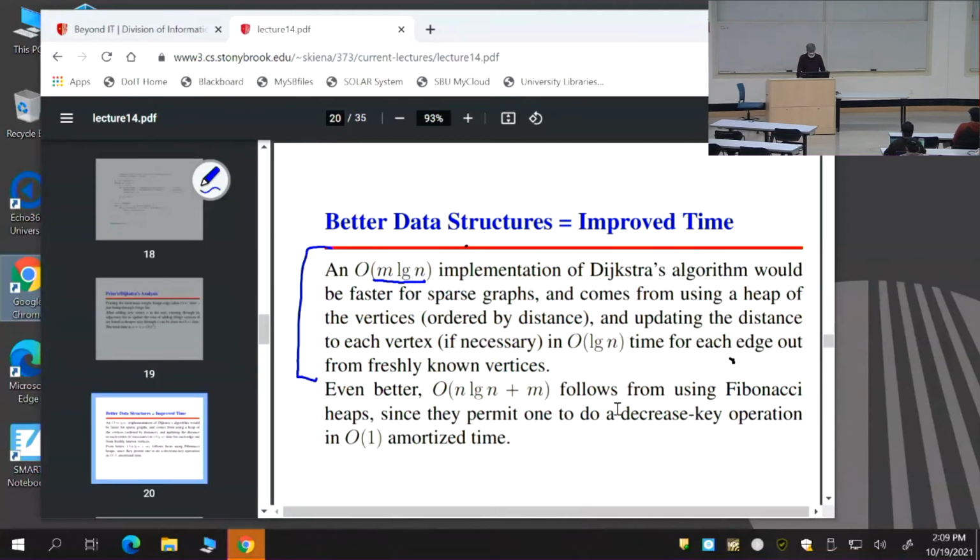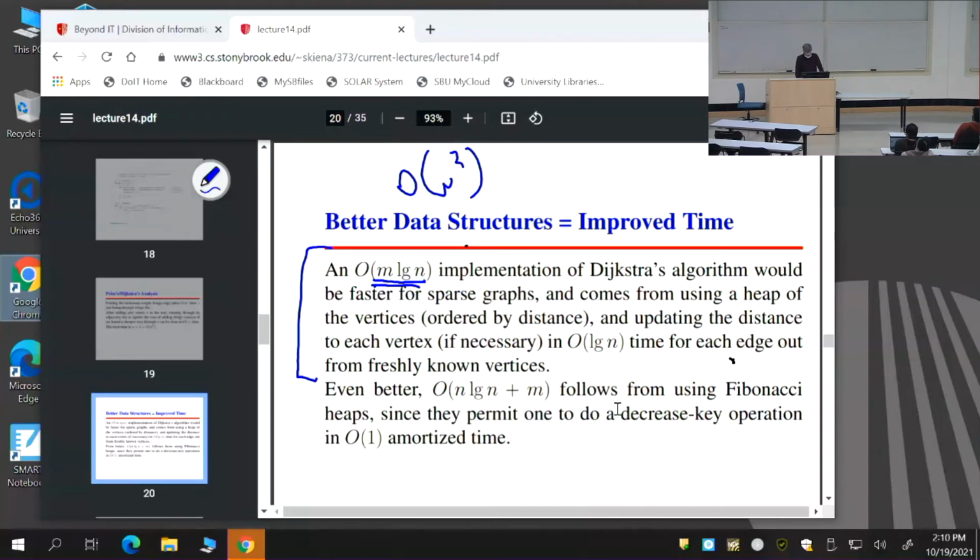Why would m log n be better than n squared? Prim's algorithm, as we ran it before, ran in n squared time. Dijkstra's algorithm ran in n squared time. If I could implement it in m log n time, is that always better? No. Is it sometimes better? Yes. For what kind of graphs is it better? Sparse graphs with relatively small numbers of edges.